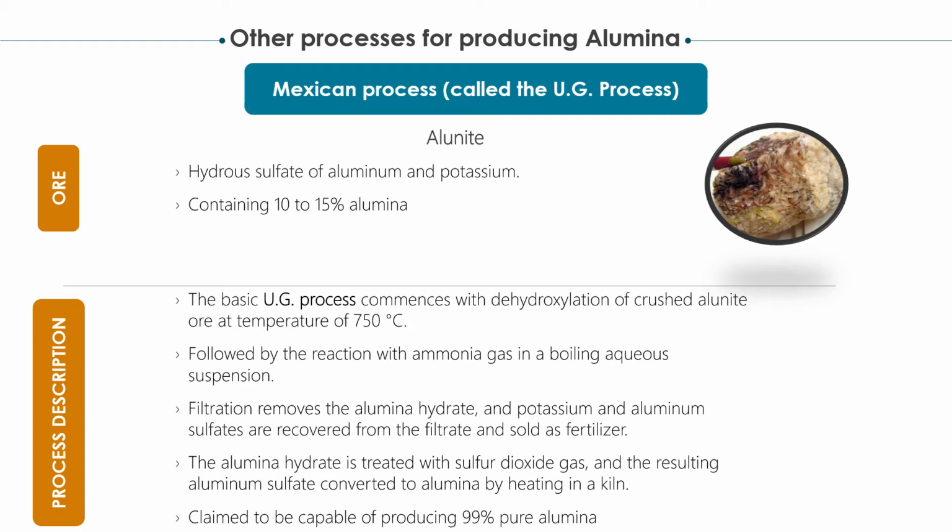After the dehydroxylation, it is followed by the reaction with ammonia gas in a boiling aqueous suspension. Filtration removes the alumina hydrate, and potassium and aluminum sulfates are recovered from the filtrate and sold as fertilizer. The alumina hydrate is treated with sulfur dioxide gas and the resulting aluminum sulfate is converted to alumina by heating. It is claimed to be capable of producing 99% pure alumina.